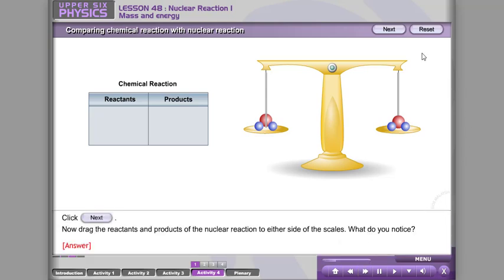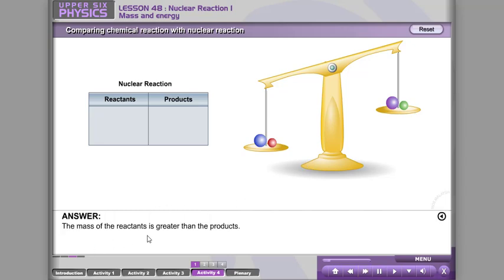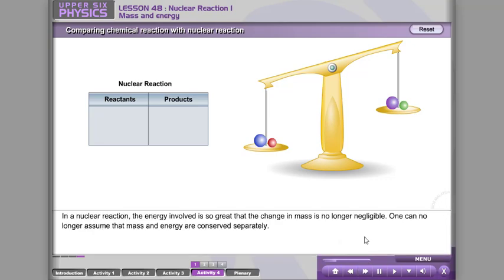Click the next button. Now drag the reactants and products of the nuclear reaction to either side of the scales. What do you notice? Answer: the mass of the reactants is greater than the products. In a nuclear reaction, the energy involved is so great that the change in mass is no longer negligible. One can no longer assume that mass and energy are conserved separately.